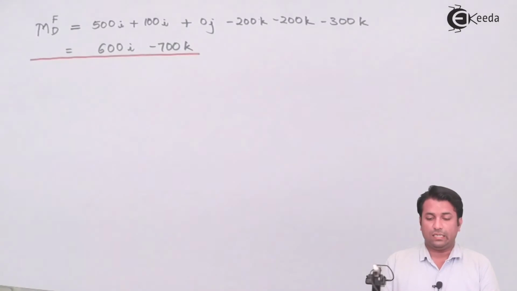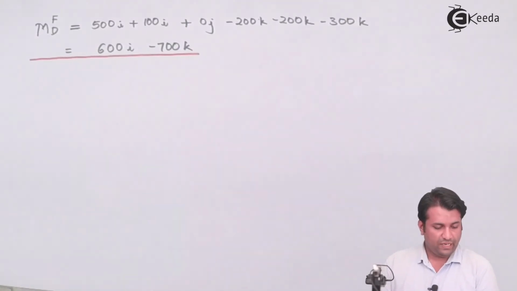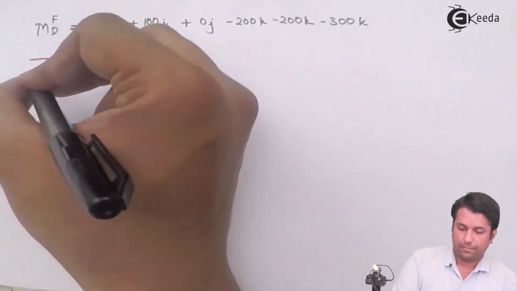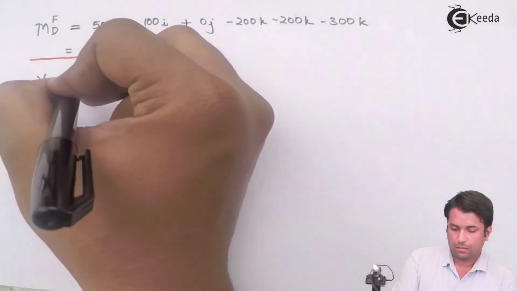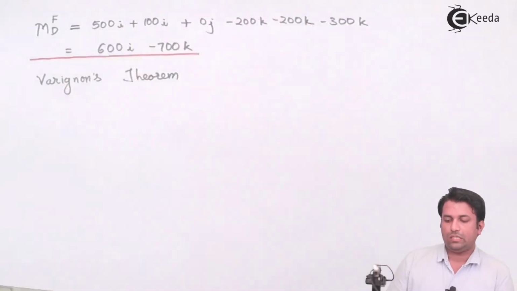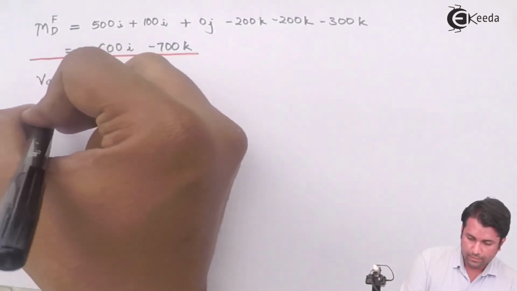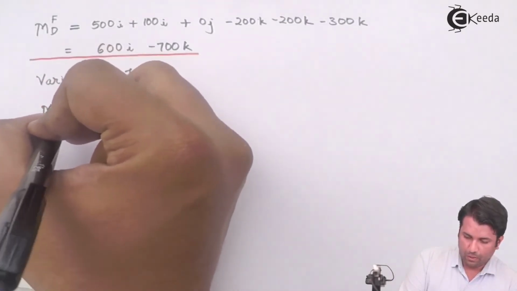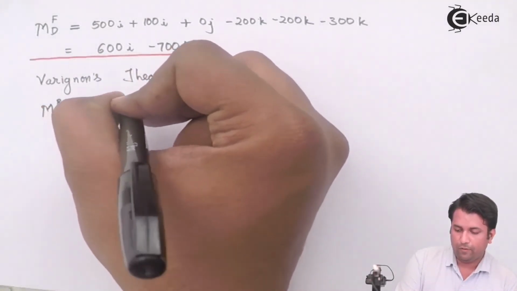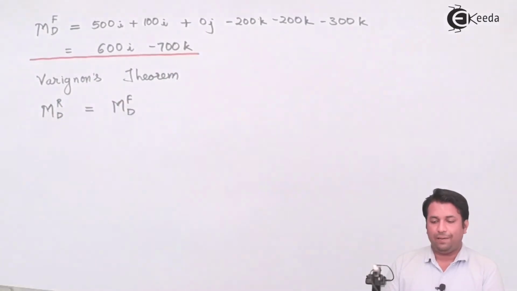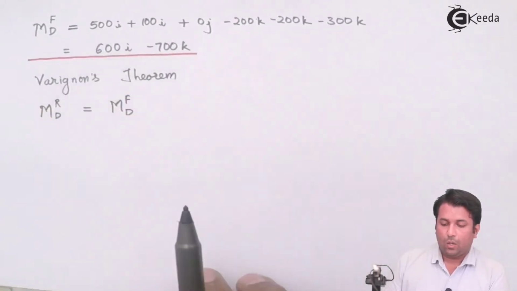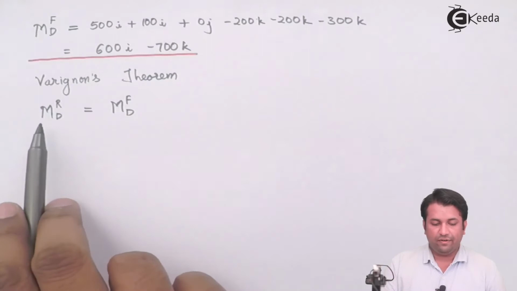Now, since we have got the net moment of all the three or four forces, what we need to do is apply Varignon's theorem. Varignon's theorem states that the moment of the resultant about the same point, that is in this case D, is same as the moment of all the forces about the same point. Now I know the moment of all the forces is coming out as this. All I need to do is find out the moment of the resultant with respect to the same point.